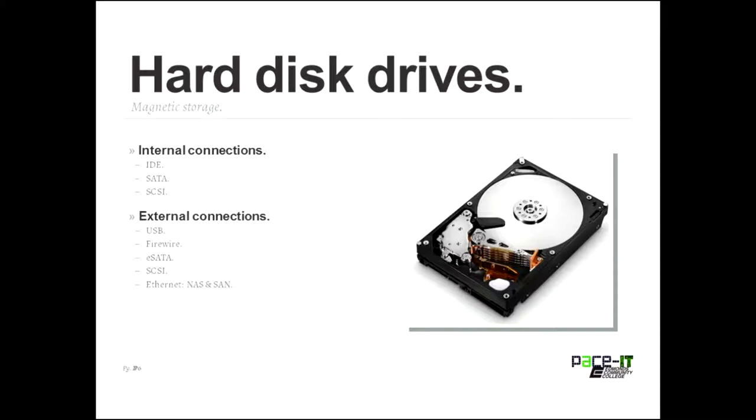Now, your external connections for disk drives, if you happen to have external disk drives, could be USB, could be FireWire, could be eSATA, could be SCSI, or it could be Ethernet, particularly if you're running your hard disk drives as network-attached storage or as a storage area network. So you could have any or all of those interfaces to connect to your external hard disk drives.